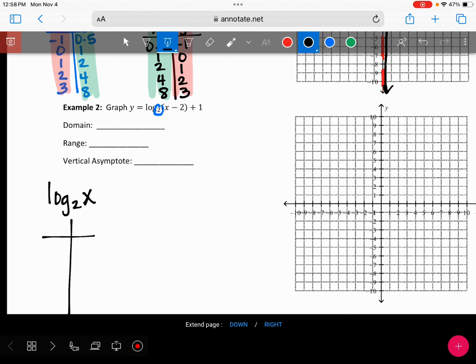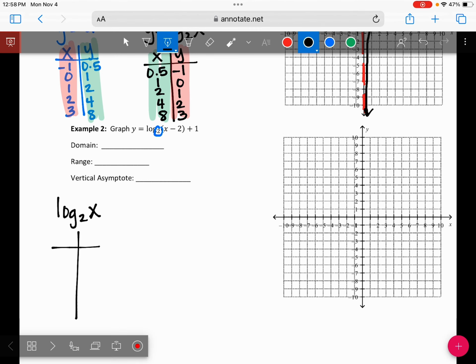And then I'm going to apply my transformations to the table. So I'm just going to rewrite that table down here for example 2. There's no need to go and redo something we just did. Now we're not going to graph this table. We're going to apply our transformations.